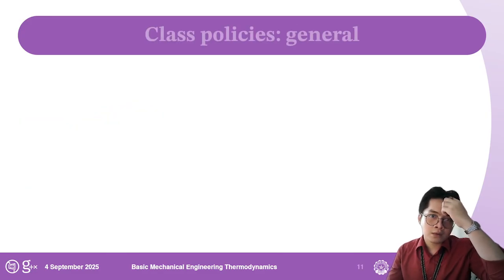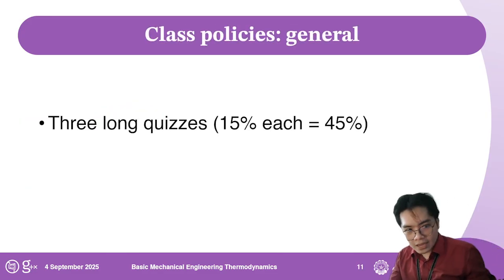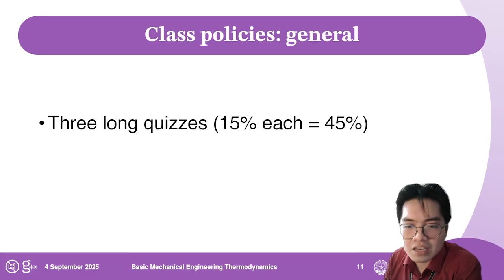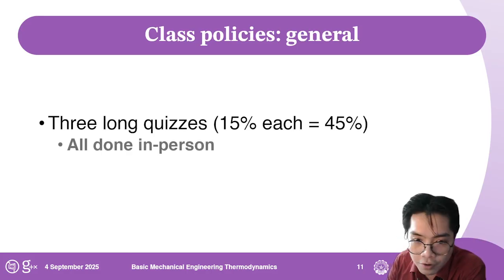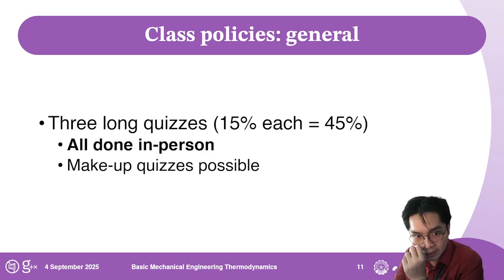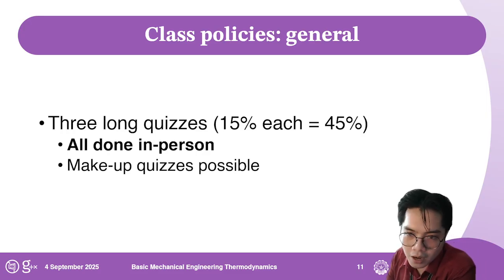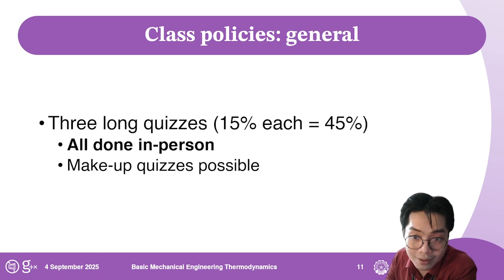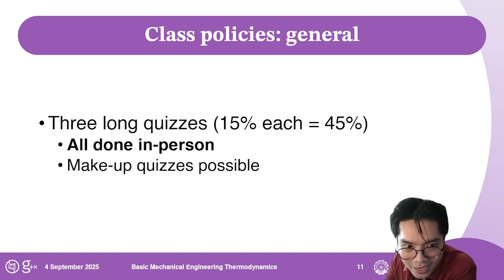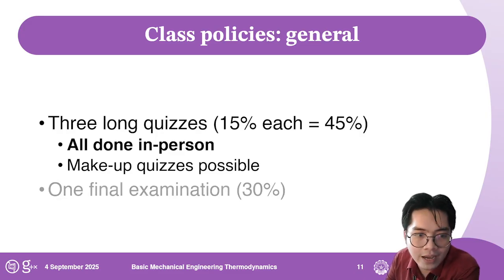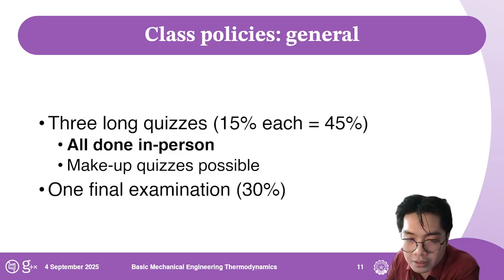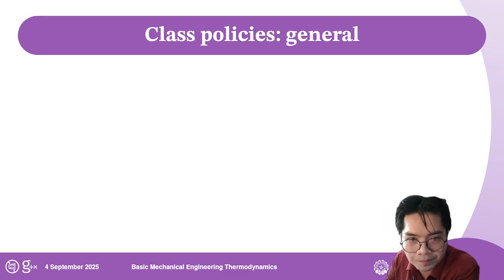Okay. Now, class policies again, right? 3 long quizzes is equal to 45. That means that each quiz will be 15% of your grade, and all of this will be done in person. As much as possible, I want to do this in person because I was also a student. I know what's going on in the background. Okay? Makeup quizzes are possible, but they will also be in person, right? And your final examination will be 30%. Think about it like 2 quizzes, right? So a lot on the line for that one.